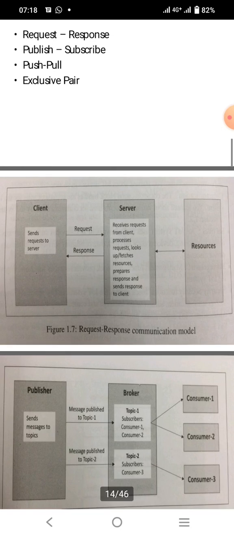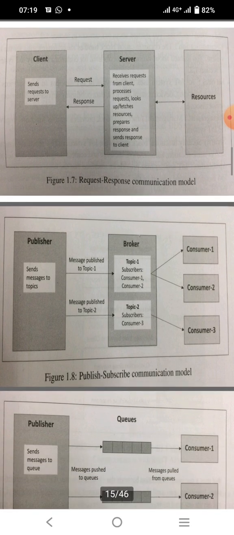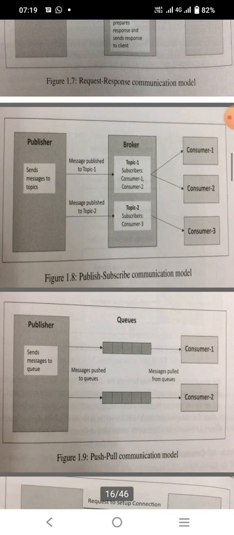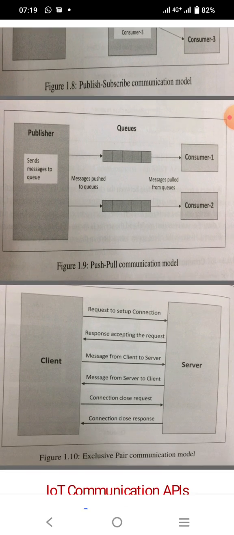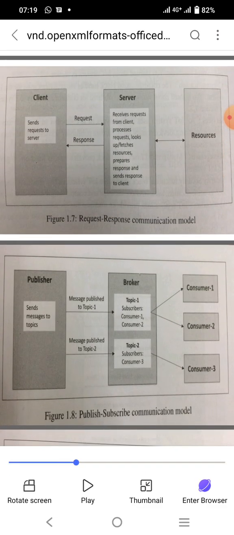This is the diagram representation of the request and response communication model, this is the publish and subscribe communication model, this is the push and pull communication model, and this is the exclusive pair communication model. In the request and response communication model, mainly three parameters are available: first the client, second the server, and third the resources. The client sends a request to the server, and the server receives the request from the client, processes the request, fetches the resources, prepares the resources, and sends the response to the client. That is the request and response communication model.